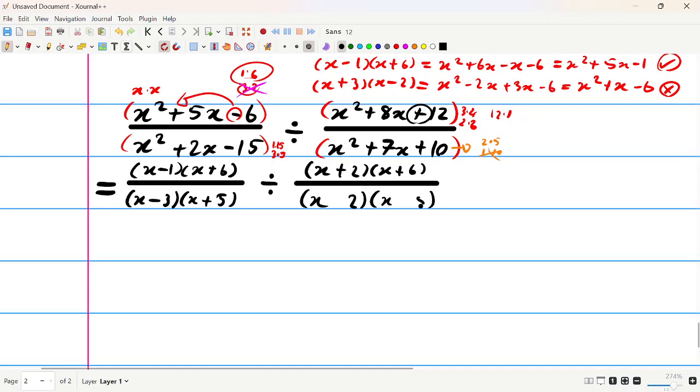So 2 and 5. The first operation, which is the addition, goes to the highest value. The second operation multiplies by the first operation to give us the remaining sign. A positive and a positive gives us a positive.